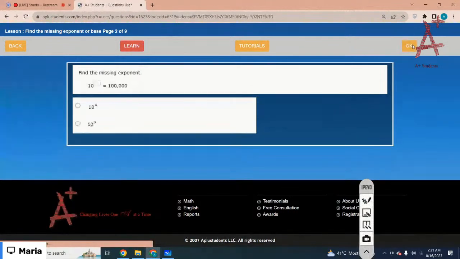Okay, find the missing exponent. So which is the exponent that is missing?